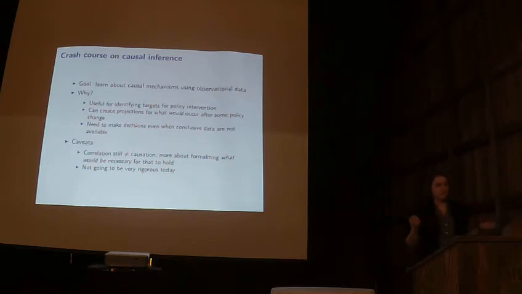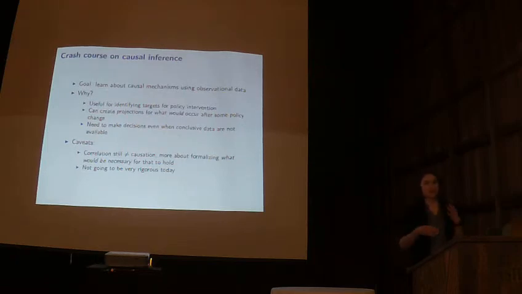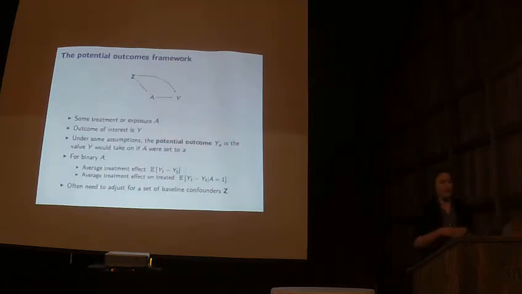For policymakers, it's really useful to have targets that we've identified for policy intervention, if we're trying to move some health measure around. We can also use causal inference methods to think about making better projections for what would happen if we implemented some policy. And like I said, lots of times we make decisions even when we don't have access to conclusive data. Sometimes the decision not to act is in itself a decision. So we need to be able to make these decisions intelligently and think about them even when we don't have rock solid data sets. Like I said, correlation still is not equal to causation, and I'm not going to be very rigorous today, so I apologize for that.